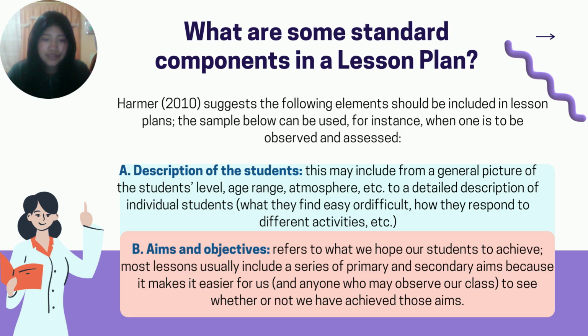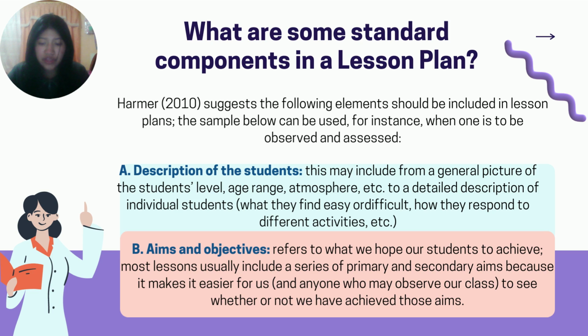What are some standard components in a lesson plan? Harmer 2010 suggests the following elements should be included in lesson plans. First, A. Description of the student. This may include a general picture of the student's level, age range, atmosphere, and so on. B. Aims and objectives.